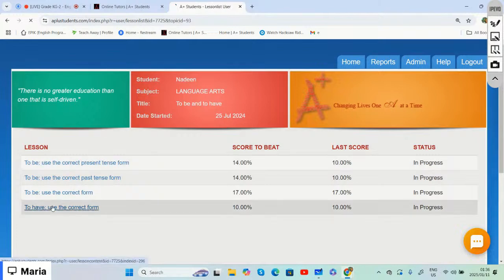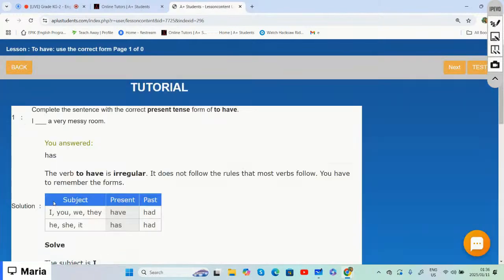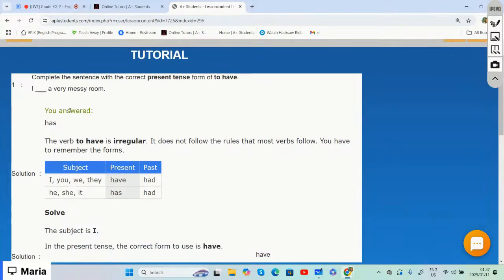Now we're going on to have, and we're going to use the correct forms. Our subject I, you, we, they in the present tense have, in the past tense had. Then one person or thing has something now, and in the past tense they had something, right? So let's look at our activity, and then we're going to our test. It says I.